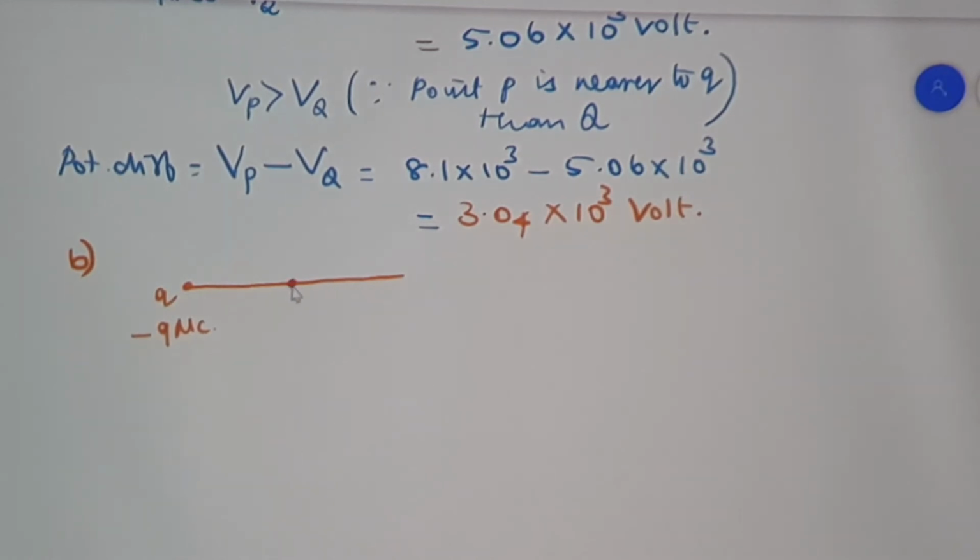One of the points is taken to be P, another point taken to be Q. Same as before, this distance we are calling 10 meter, and this distance 16 meters. If so, what is the potential? See, the formula is the same, the magnitudes are the same, only the charge becomes negative.